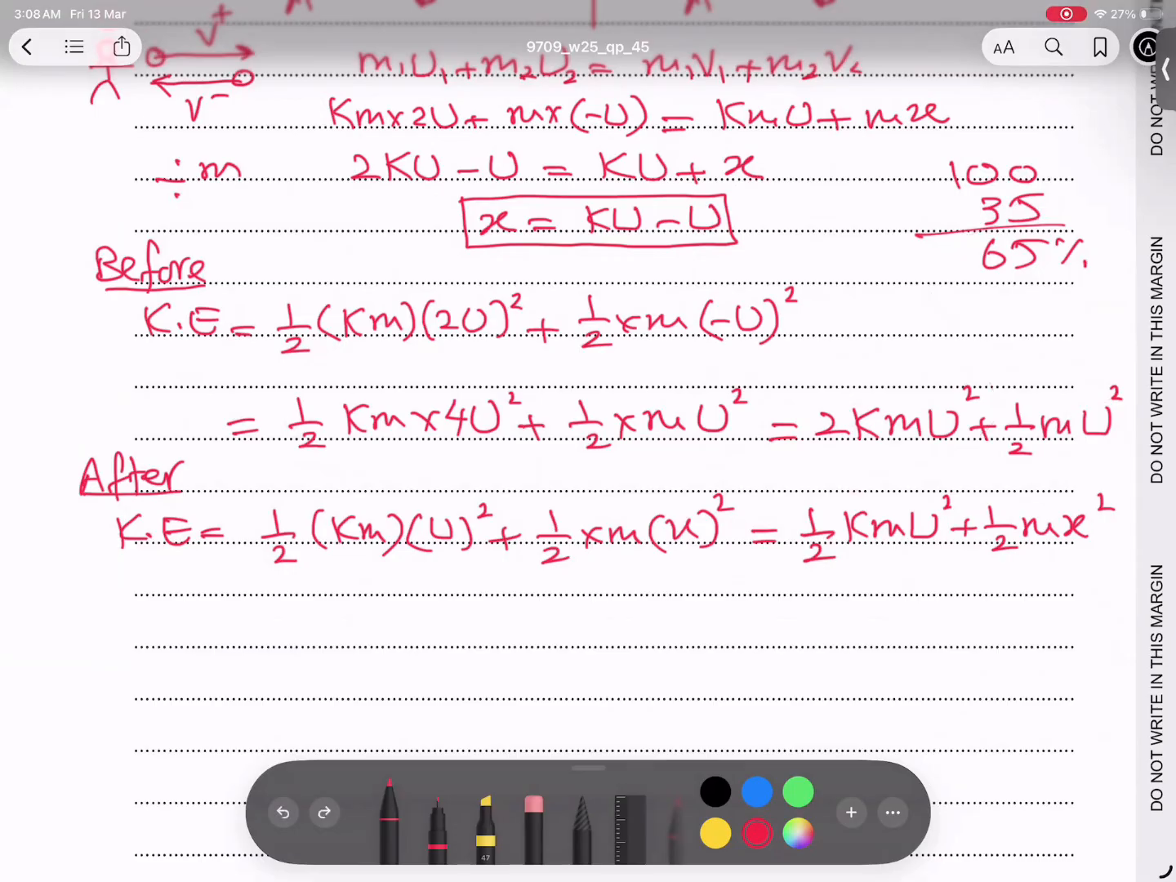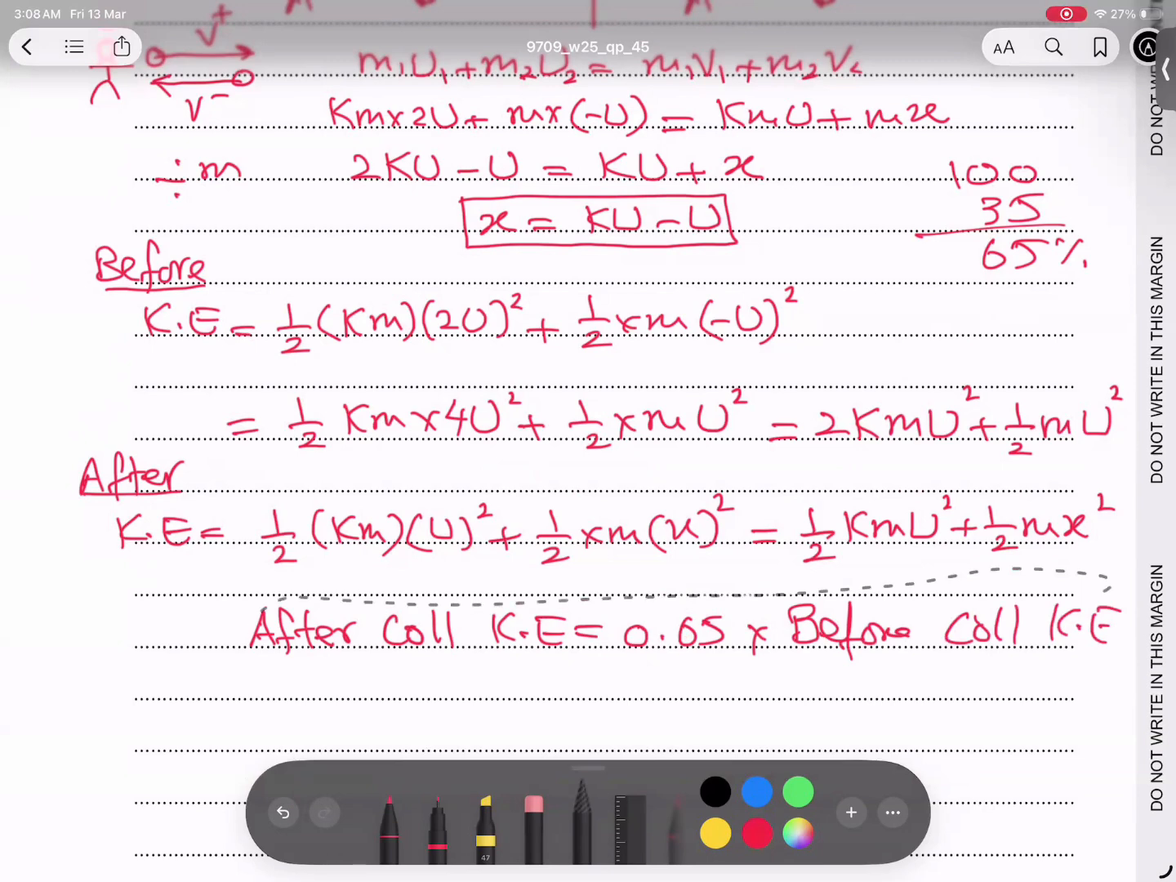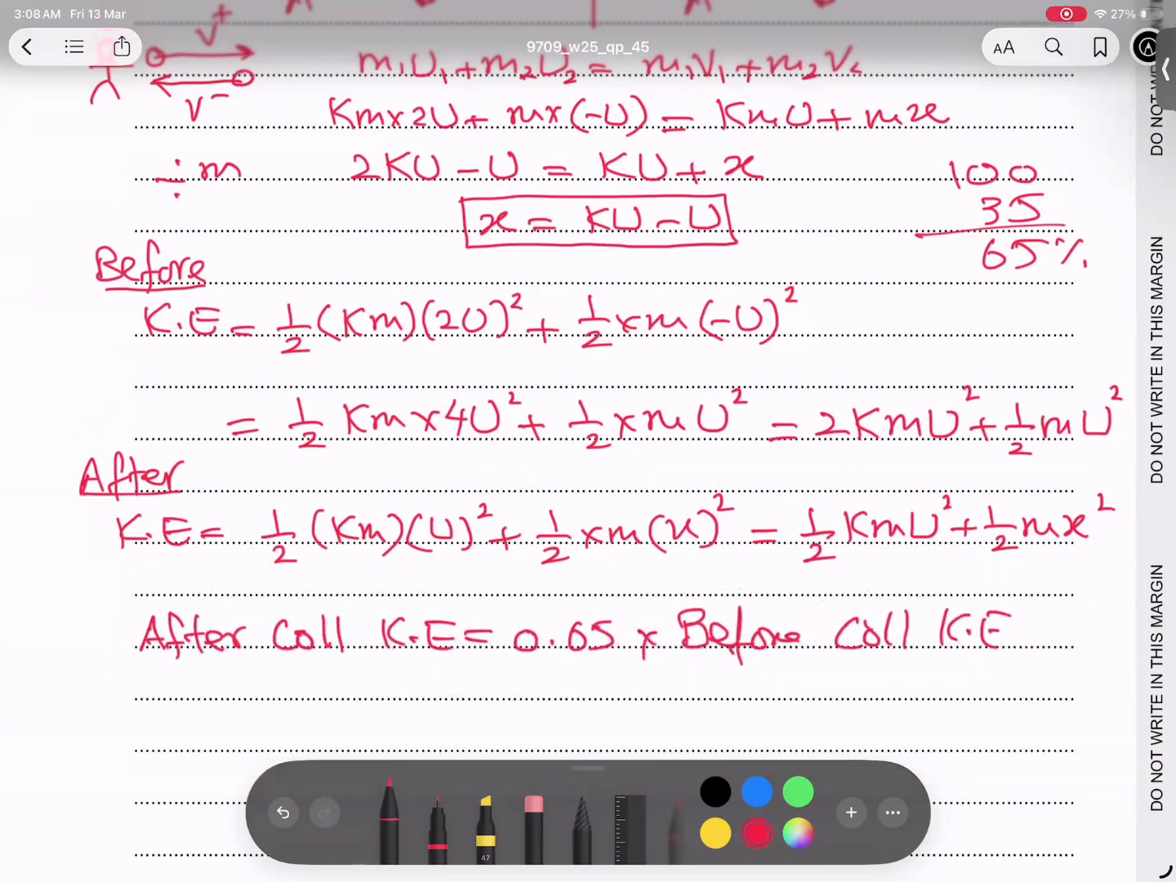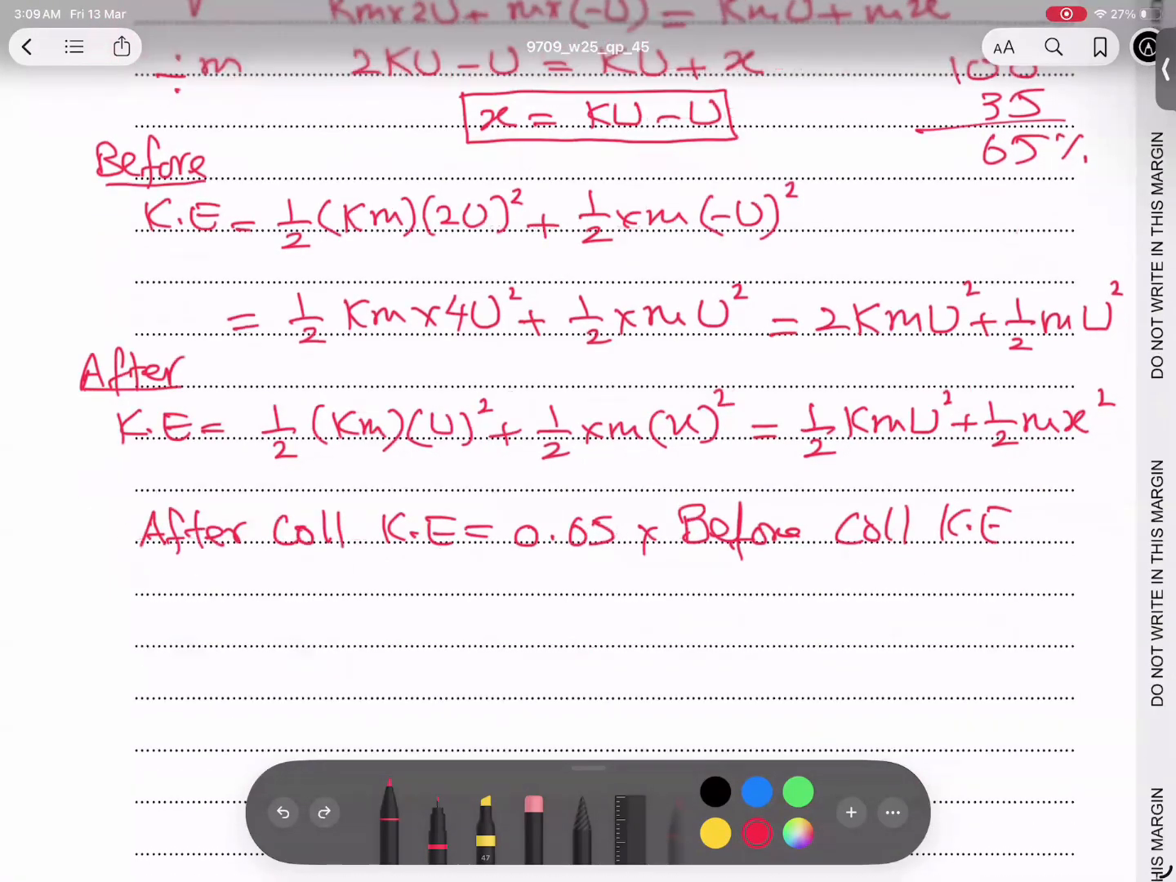Look, I'm writing here: after collision, kinetic energy is 65%, or 0.65, same thing, because percent means divided by 100, times the kinetic energy before collision. So this is the formula. I repeat once again, the most important sentence is here: after collision, whatever energy is left behind is 65% of the original one. So this is the original one, the before one. I think you can understand from here.